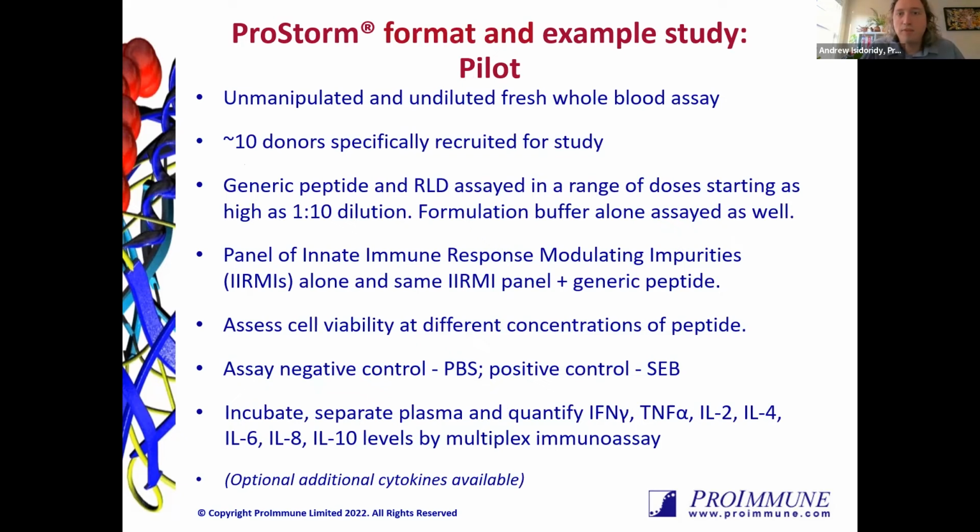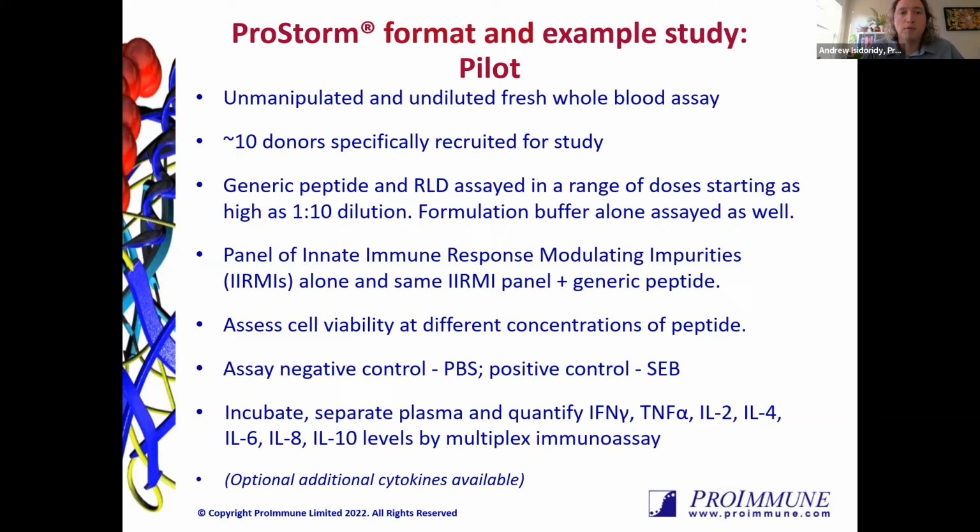So just an example of how we would design such an experiment. The ProStorm assay is a whole blood assay, as I mentioned. We would recruit the donors ahead of time to come in on the same day that we're doing the assay analysis. We take the fresh whole blood and incubate it with your test article.